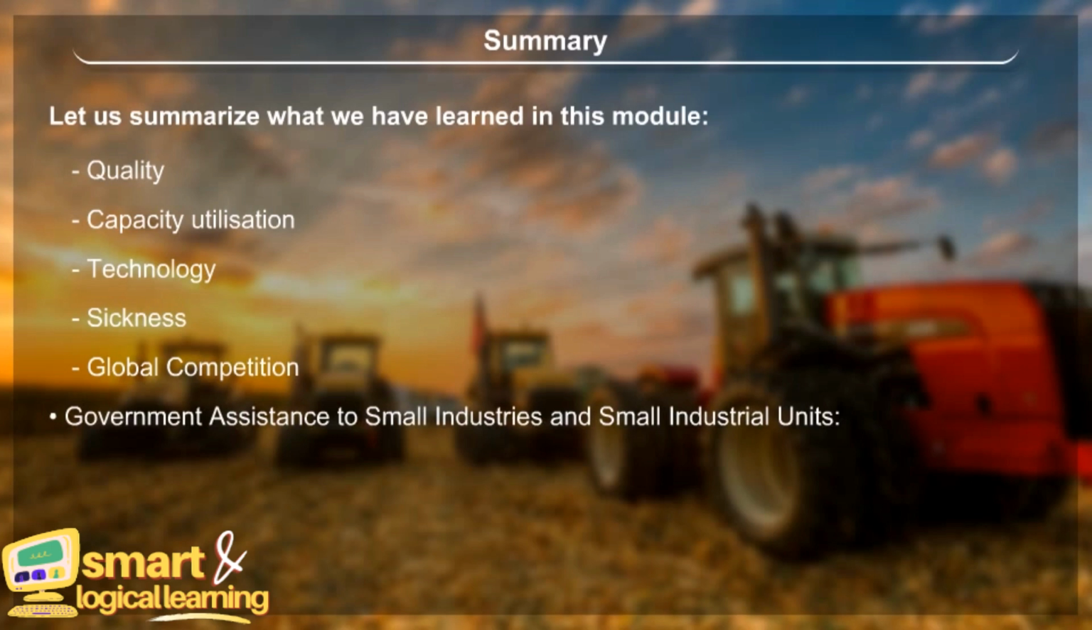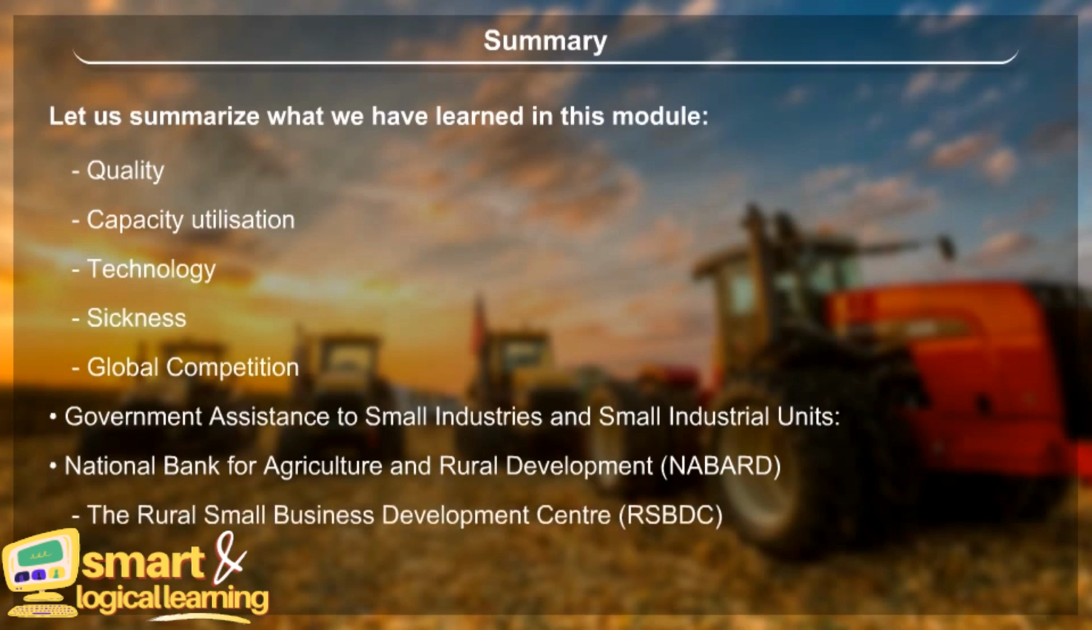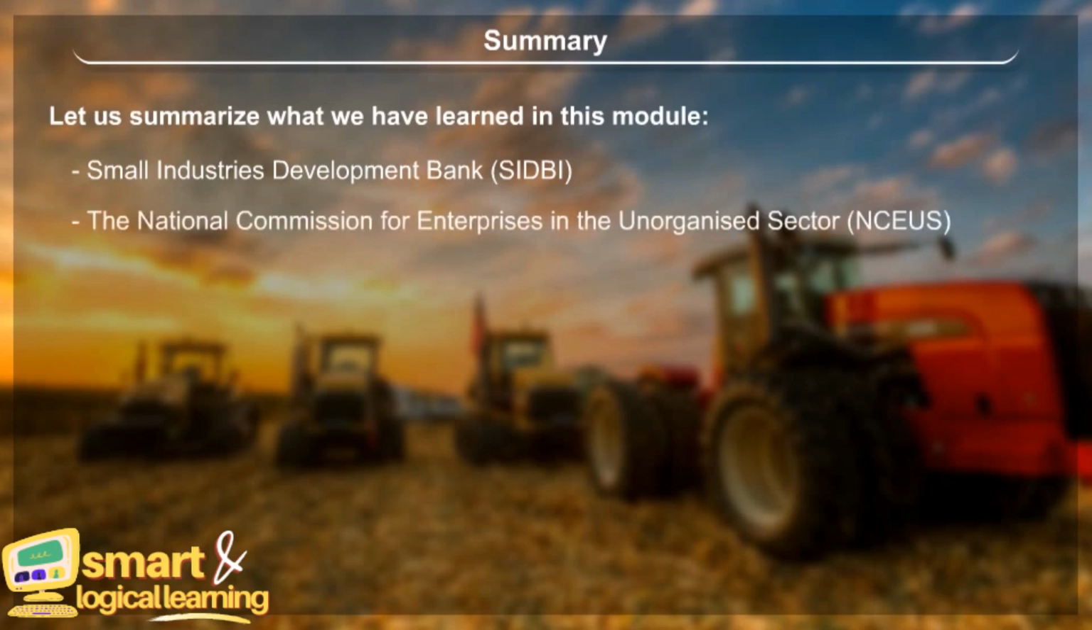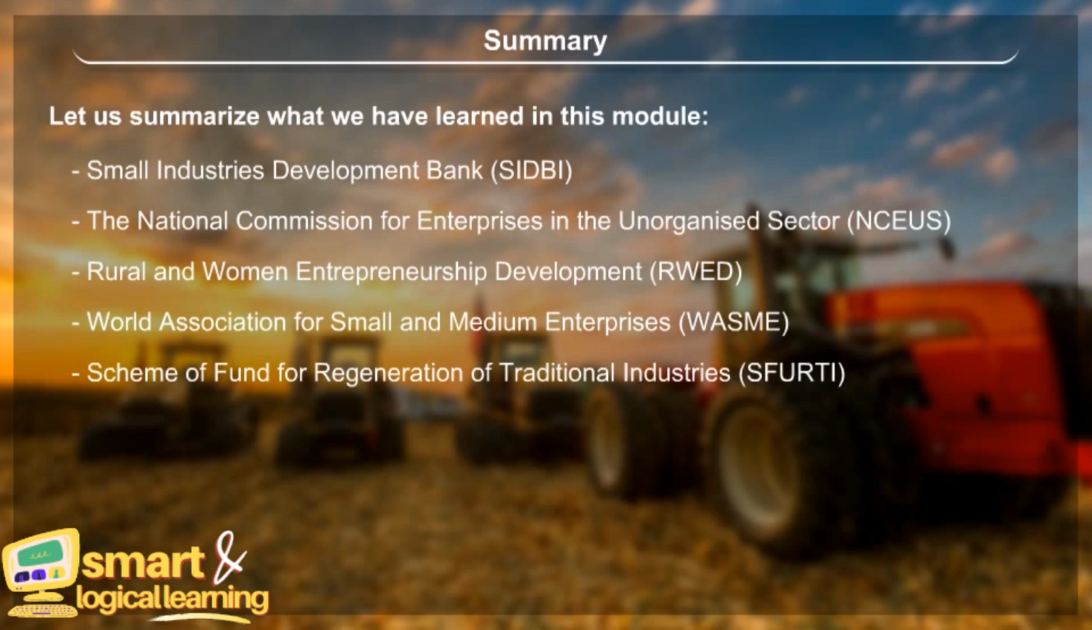Government assistance to small industries and small industrial units: National Bank for Agriculture and Rural Development, NABARD. The Rural Small Business Development Center, RSBDC. National Small Industries Corporation, NSIC. Small Industries Development Bank, SIDBI. The National Commission for Enterprises in the Unorganized Sector, NCEUS. Rural and Women Entrepreneurship Development, RWED. World Association for Small and Medium Enterprises, WASME. Scheme of Fund for Regeneration of Traditional Industries, SFURTI.